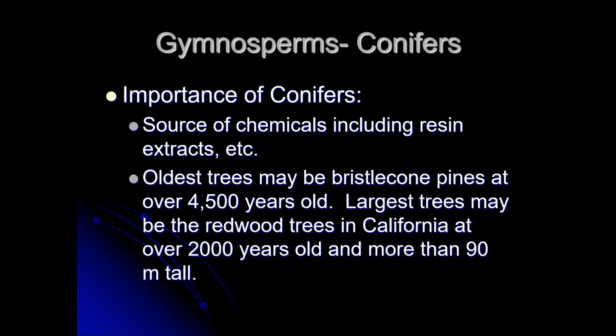Other than lumber and paper, we also get chemicals such as resin extracts, things like pine tar for water sealing, and turpentine. Components are used in paint thinners, waterproofing, lots and lots of things. The list can get extensive there.